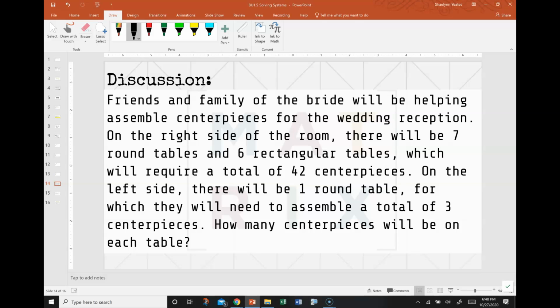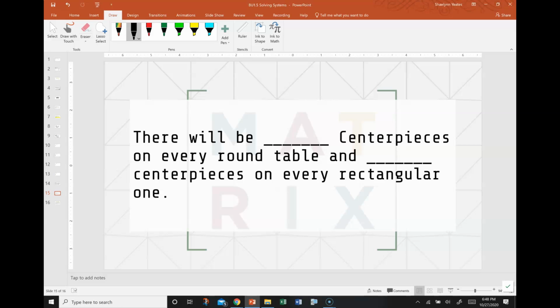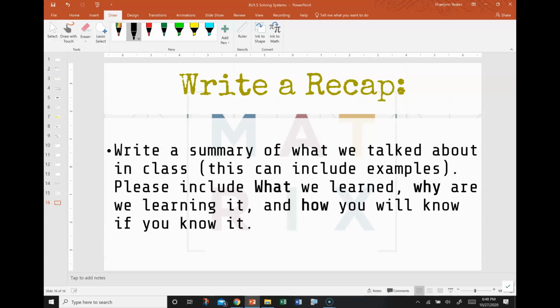Write what the matrix would look like. So maybe take a picture of a matrix that you've drawn, that's this one, and see if you can figure out how many centerpieces should be on each table, and see if you can show that process using matrices to help you solve. No, you don't necessarily need matrices to help you solve here, which is why I created this problem the way I did. Once you've done as much work as you can on here, you will answer a short quiz that will have you answer how many centerpieces for each table there will be, how many on the round table, how many on the rectangular tables. Then go ahead and write your recap, and you are done for today.